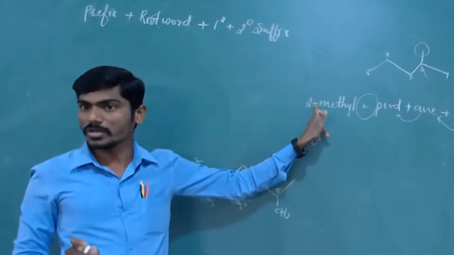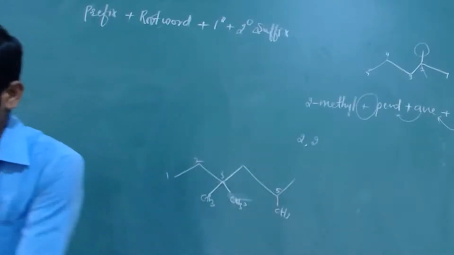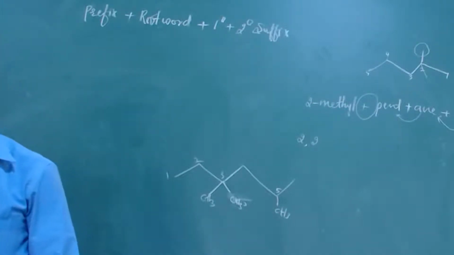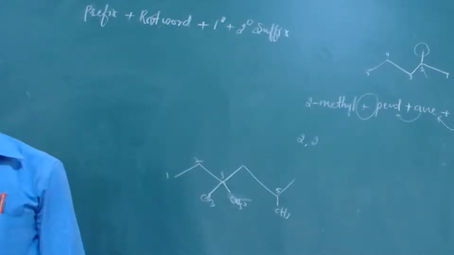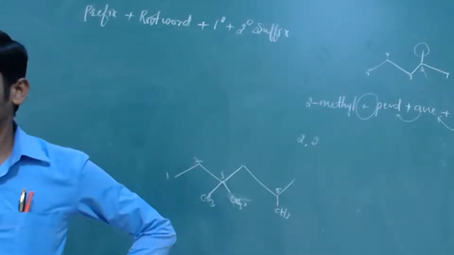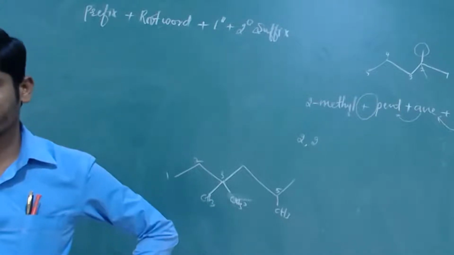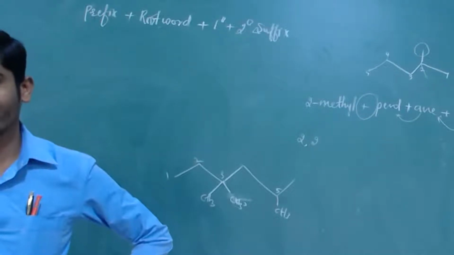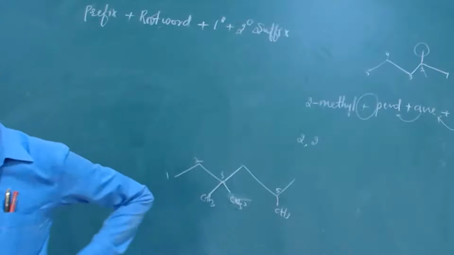So one more rule: if more than one same alkyl group, the same prefix or same substituent, is present, then numerical prefixes such as di, tri, tetra, etc. are used. Numerical prefixes.